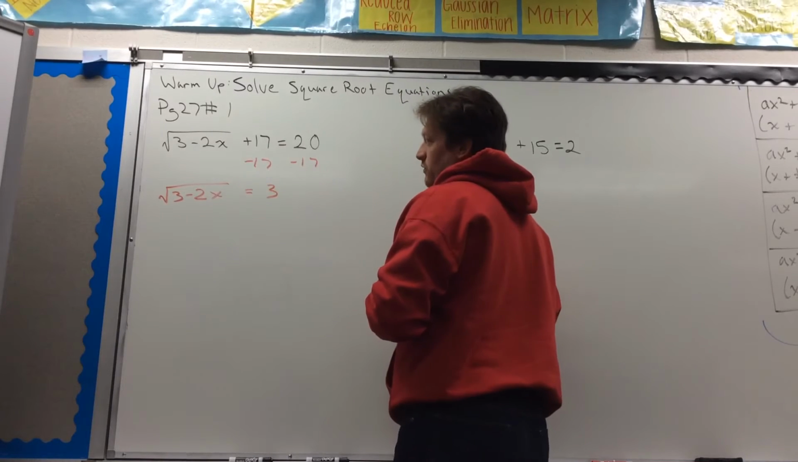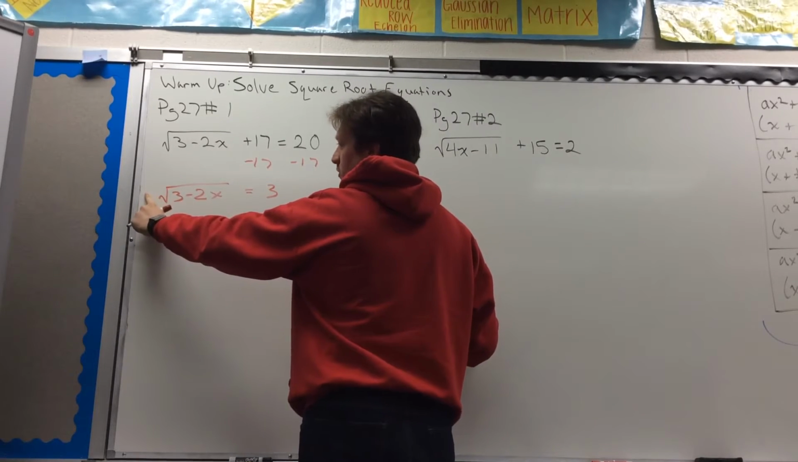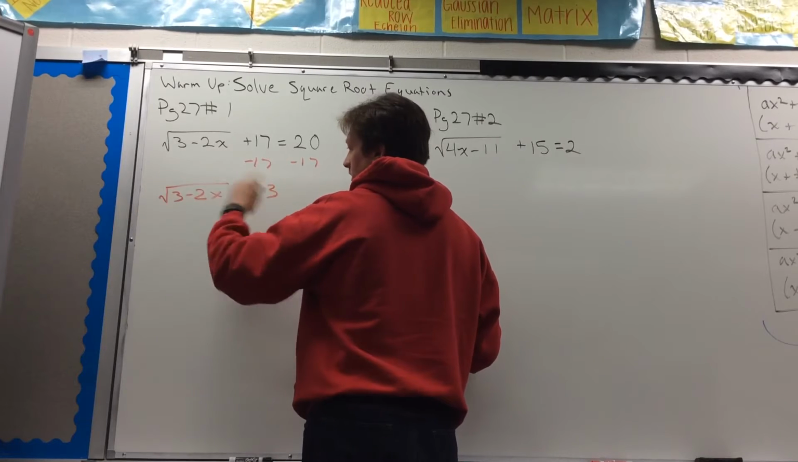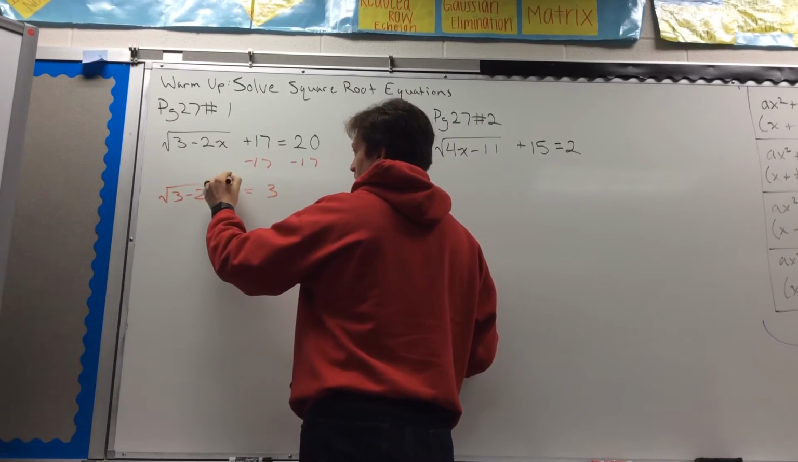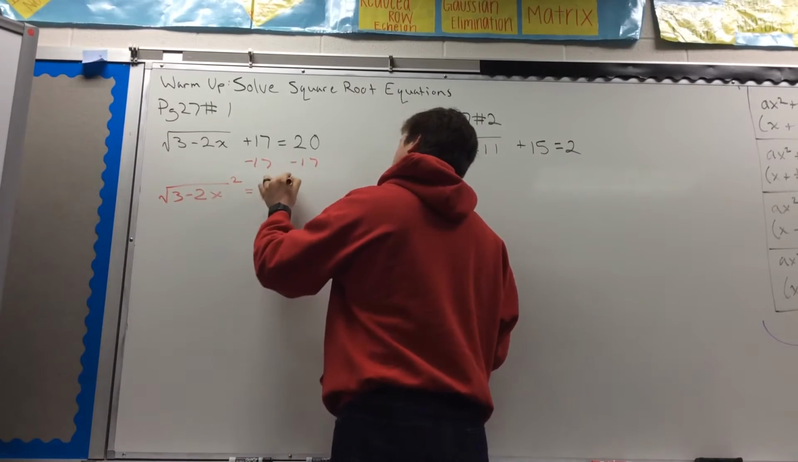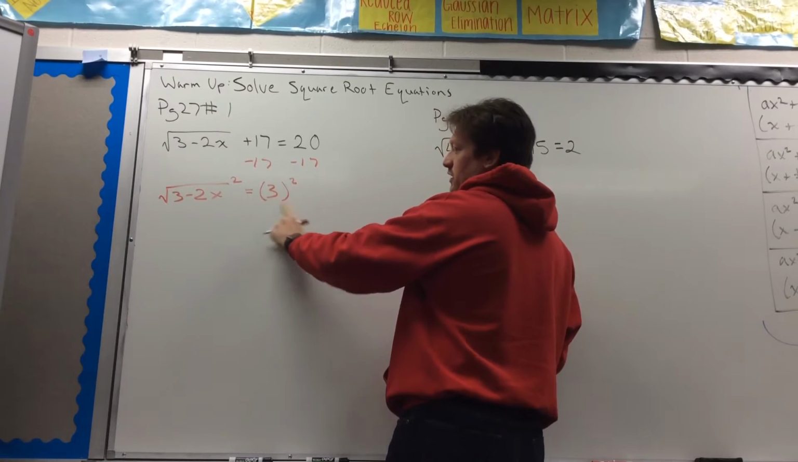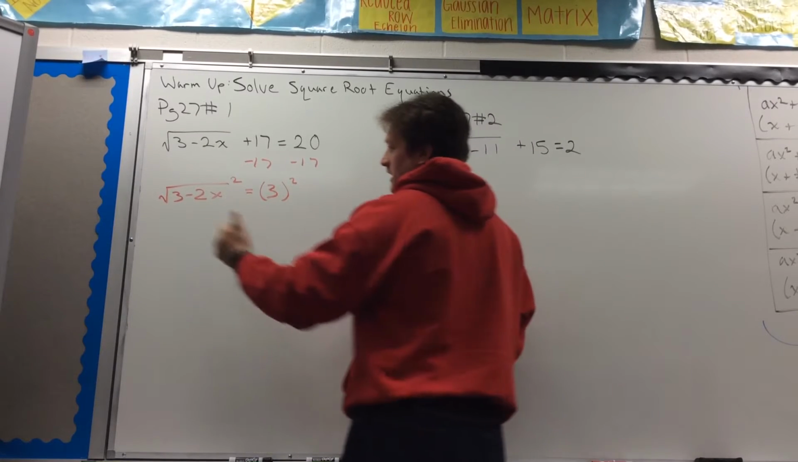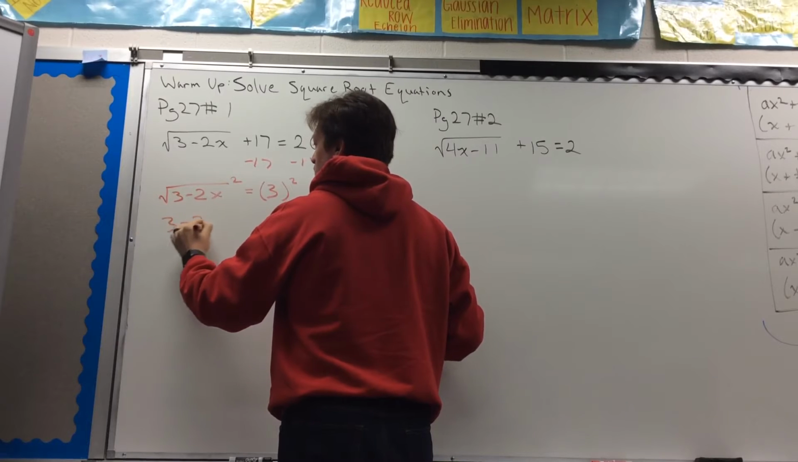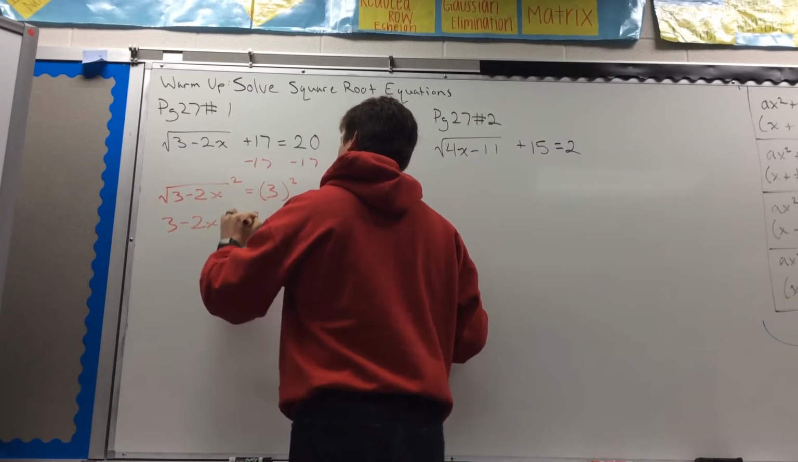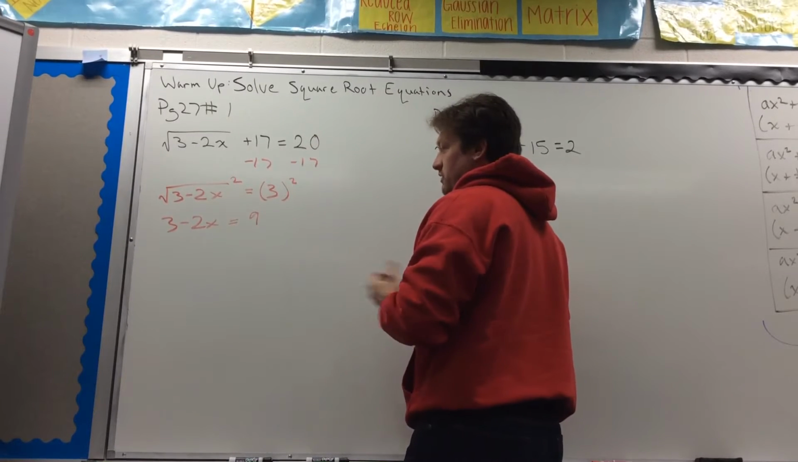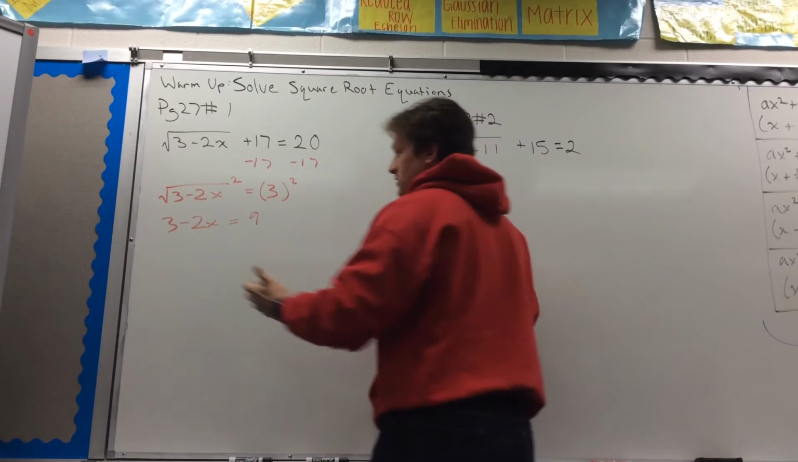To get rid of a square root, since there's no number in front of here, we're not going to divide or multiply by anything, so let's move on to that step right there. We square both sides. Make sure when you square, you put a parenthesis around the entire right side, and that's going to leave me with 3 minus 2x is equal to 9. So from here, we solve the two-step equation like we always do.